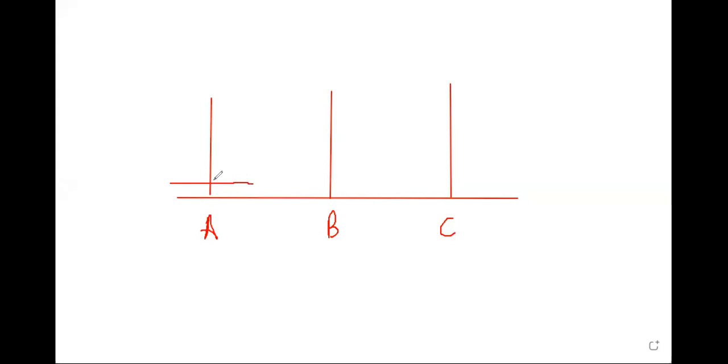So what we want is to shift all the disks, in this particular case only one disk, to the destination peg, and they have to be placed in decreasing order of their size. The largest disk should come at the bottom, and on top of it the next largest disk. In this case there is only one disk here, and you can very easily take this disk and put it on the destination peg. That is when you have only one disk.